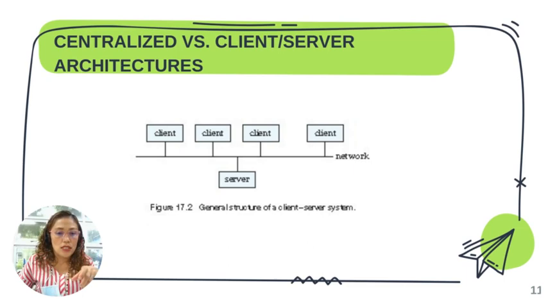So in every client, they have their own CPU, they have their own memory and they have their own storage spaces. Unlike in a centralized system, the CPU, the memory, and the storage disks are being handled alone by the server, and the server also handles both the front end and the back end.